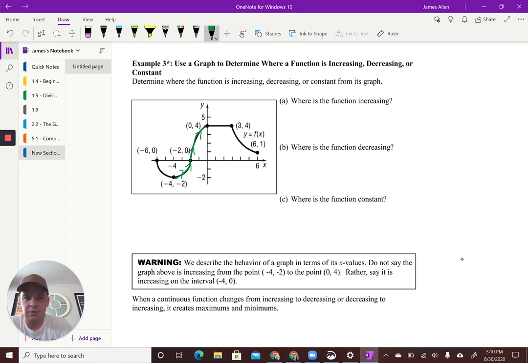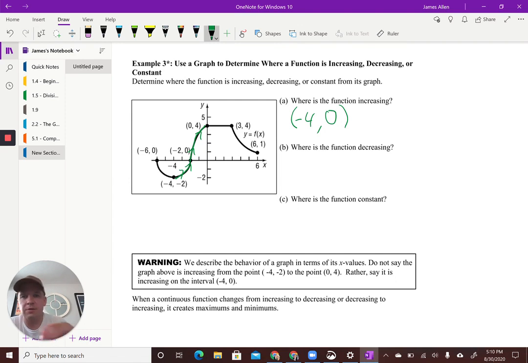So from the x value of -4, not including it, up to the x value of 0, it is increasing. The reason why we don't include the values is because at any specific point, it's not doing anything. We can only speak to what it's doing over an open interval. So from here to here, it is increasing. But at -4, it's doing nothing. At 2, it's doing nothing, right? We can only speak to increasing, decreasing, and constant over a particular interval.